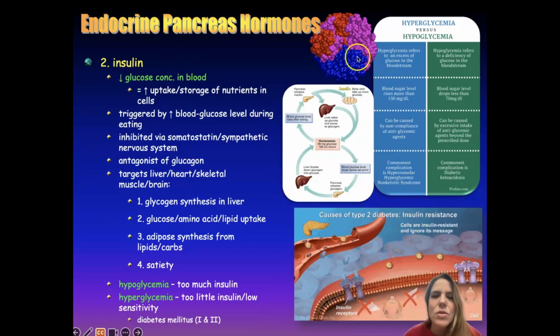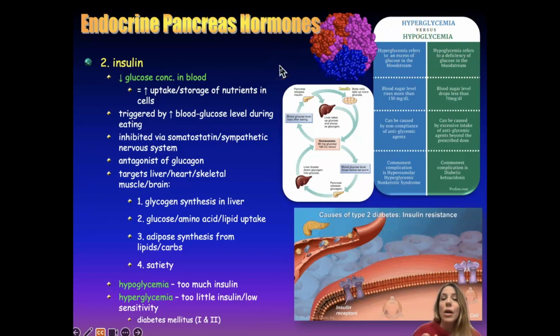This little graphic is going to just summarize these negative feedback loops between glucagon and insulin. And over here, a nice little chart comparing what happens in hyperglycemia versus hypoglycemia. But the take-home message here: insulin and glucagon are antagonists to each other. Insulin is going to decrease glucose concentration in the blood by getting cells to take up glucose, and glucagon is going to either produce or release glucose into the blood to increase blood glucose concentration.